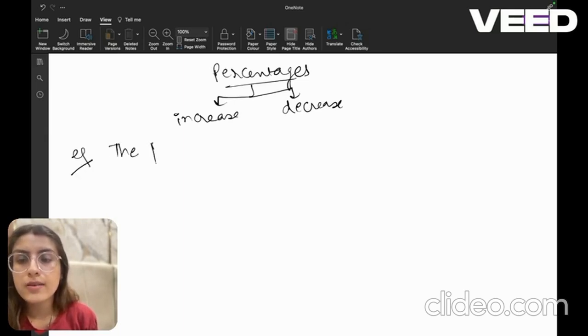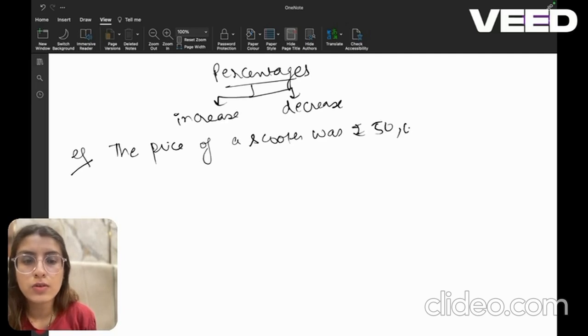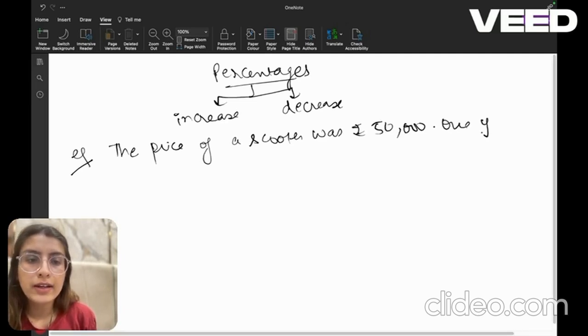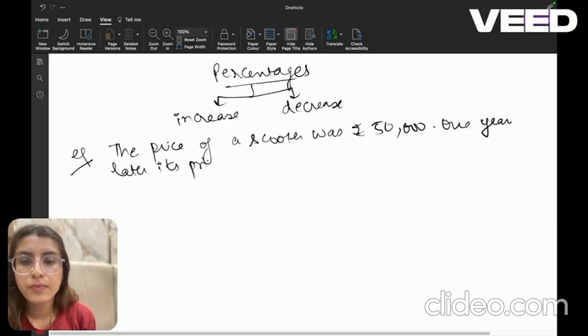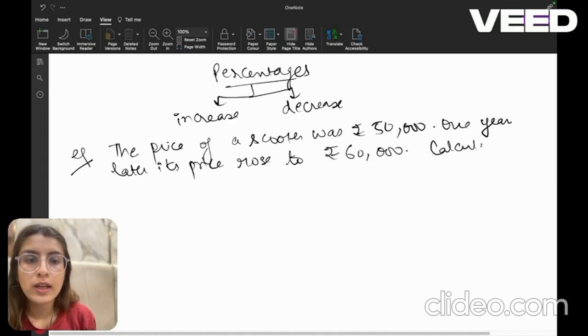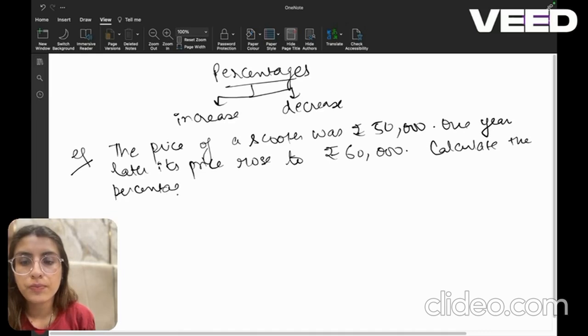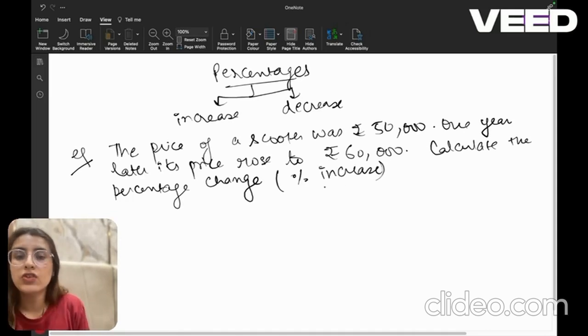The price of a scooter was rupees 50,000. 1 year later, its price rose to 60,000. Calculate the percentage change, or I would say percentage increase. Let's understand why percentage increase.